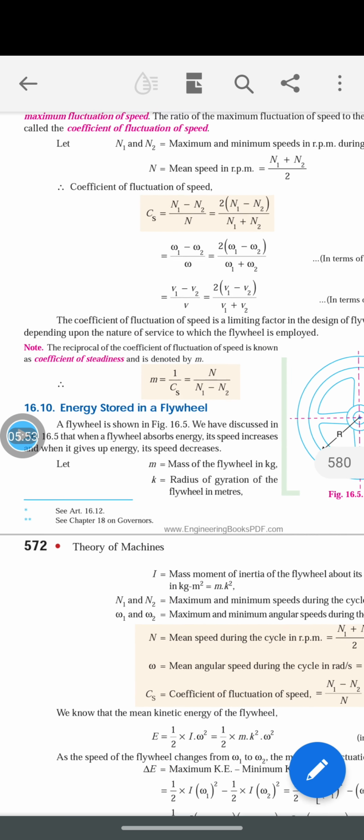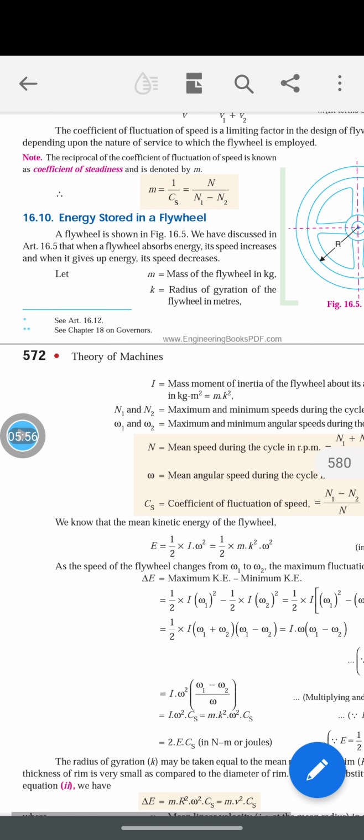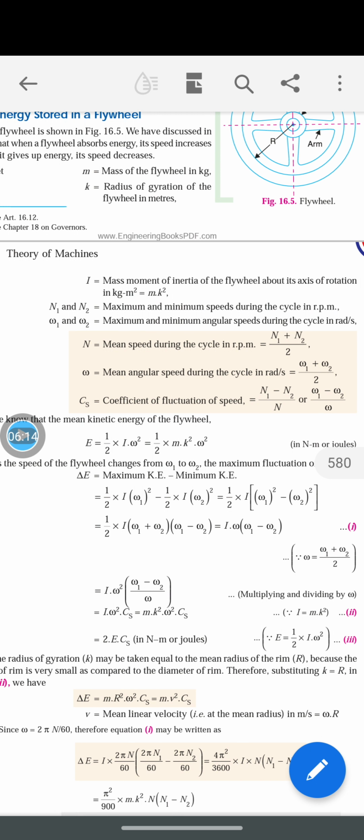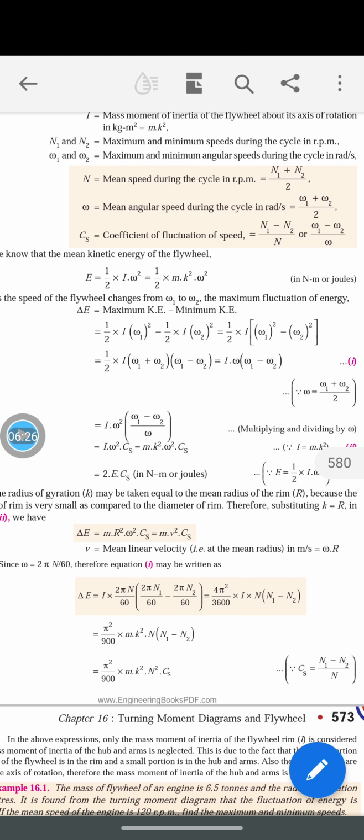Please remember all these formulas. And coming to the flywheel concept, let m be the mass of the flywheel, which will be given in kgs, or if it is given in tons you need to convert it into kgs, and small k is the radius of gyration of the flywheel, which is given in meters. Capital I is the moment of inertia of the flywheel, and the moment of inertia formula is mk square, so the units will be kg meter square. So please remember these formulas.